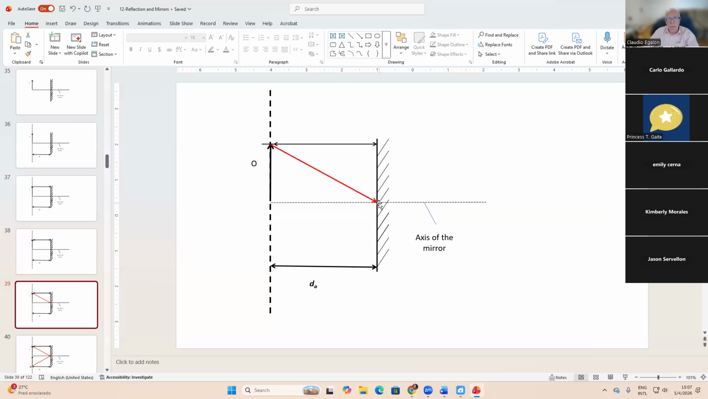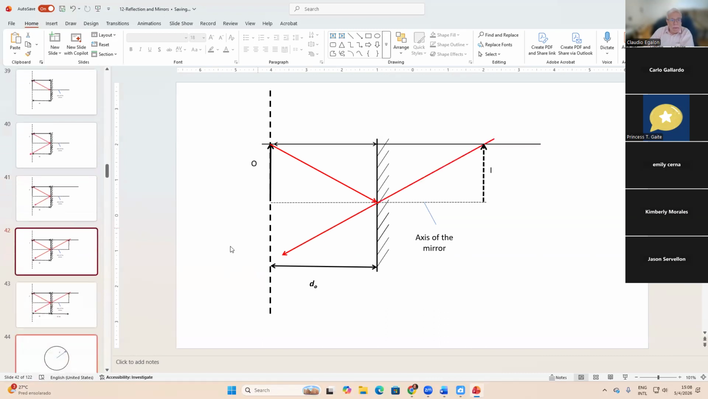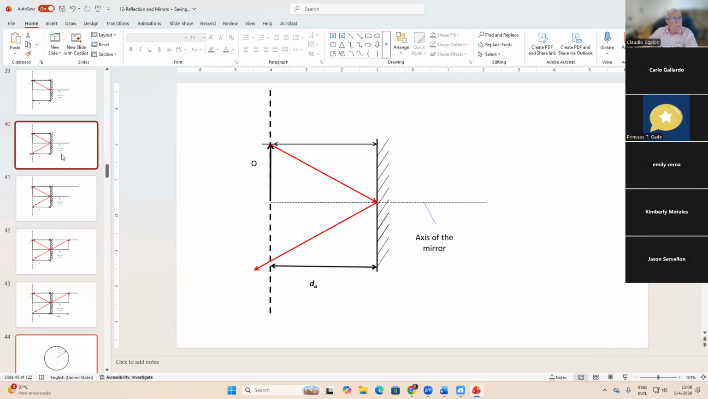Incident at the intersection of the axis of the mirror with the mirror. And then this light ray is going to reflect just like that. This thing is not supposed to be here. Let me take it out. We don't need that.